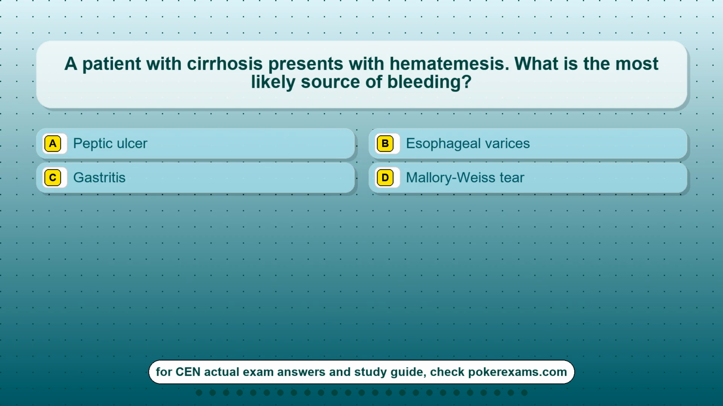Question 15. A patient with cirrhosis presents with hematemesis. What is the most likely source of bleeding? Option A, peptic ulcer. Option B, esophageal varices. Option C, gastritis. Option D, a Mallory-Weiss tear.